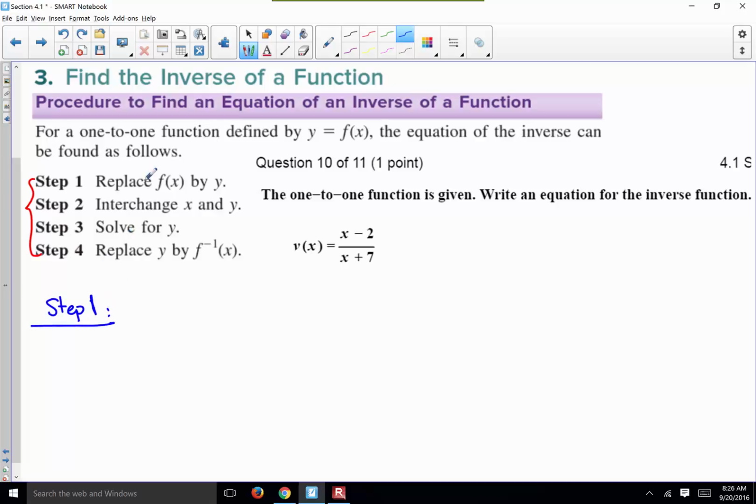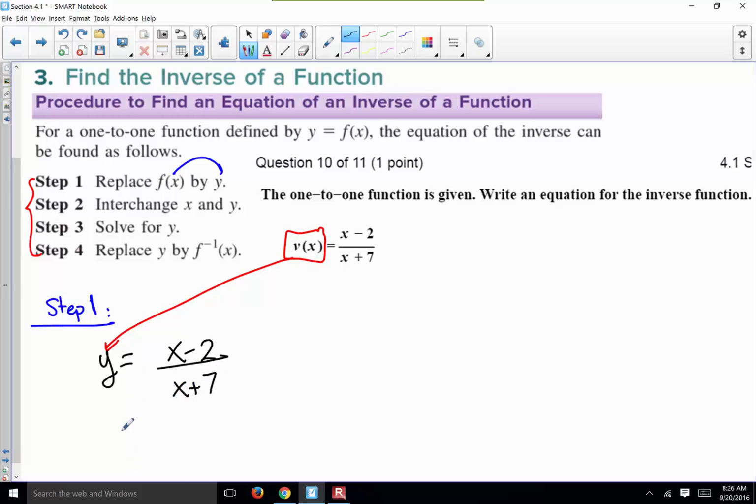Replace the notation f of x by y. Where is my f of x notation? It's this one. I'm going to make it y first. That's step 1. It's a very simple step. Technically, it's just a flip of notation. f of x turns to y.